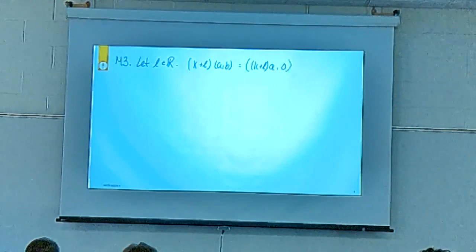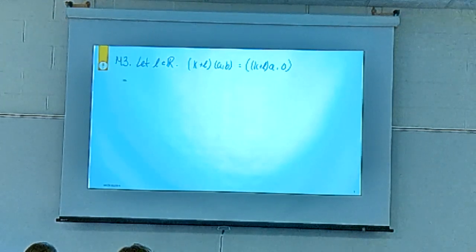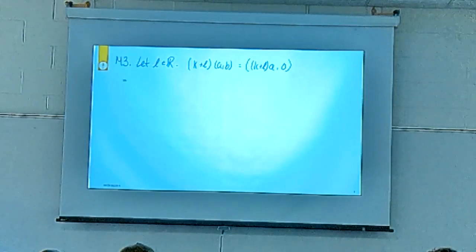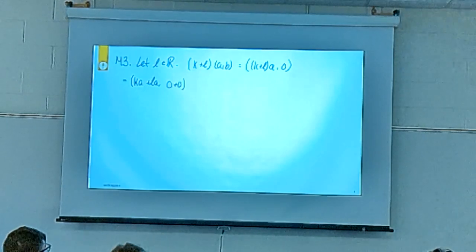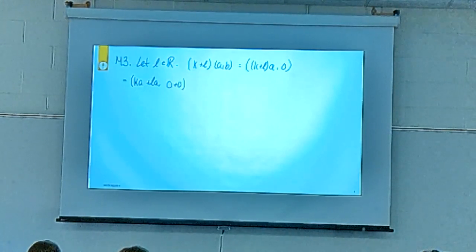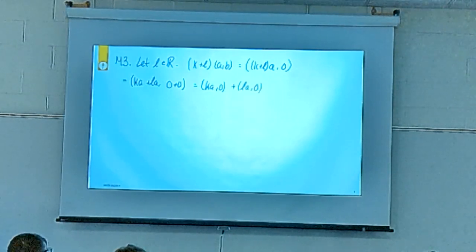Right, by definition, that's that, isn't it? But again, K, L, and A are all real numbers. So we know that real numbers distribute. And again, write 0, 0 plus 0. That becomes Ka 0 plus La 0.